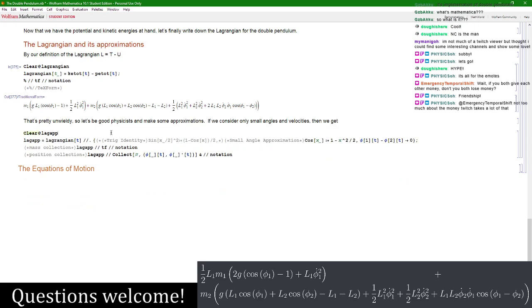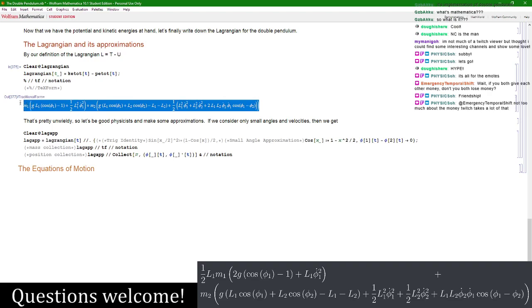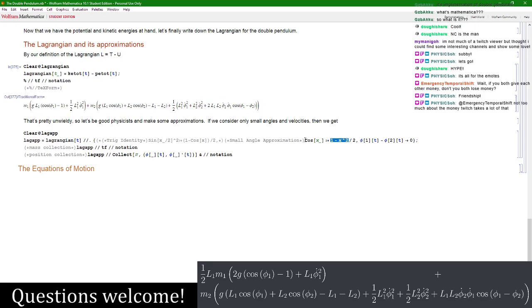Okay, so, keeping it going, let's be good physicists and approximate like none other. If we take our Lagrangian and make the small angle approximation, which is basically converting cosine of x to 1 minus x squared over 2, and if both the angles phi 1 and phi 2 are small, then we're just going to say their difference is explicitly 0.